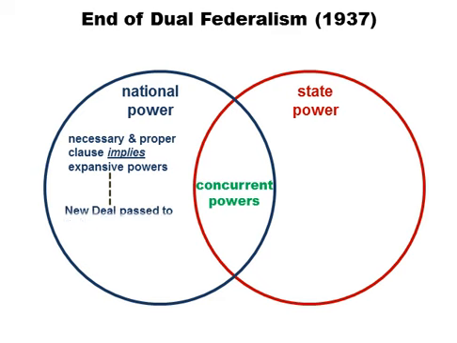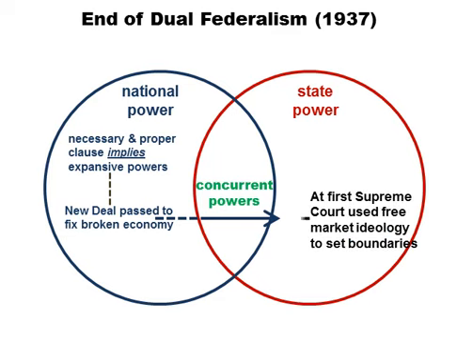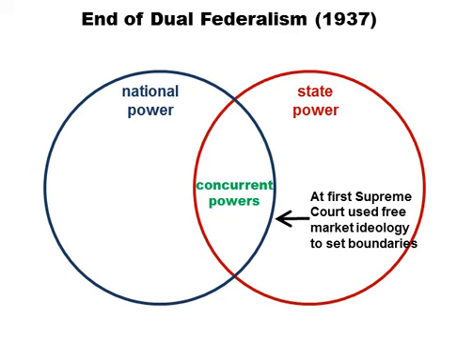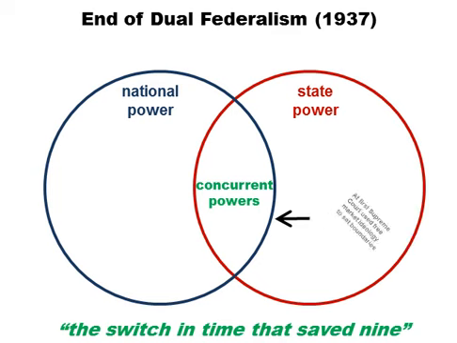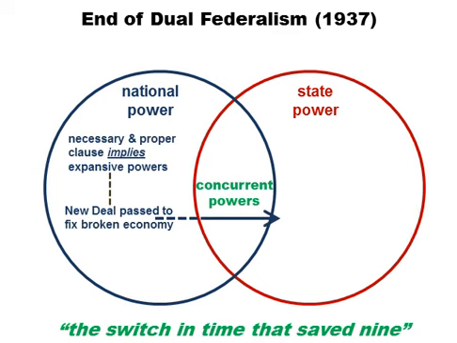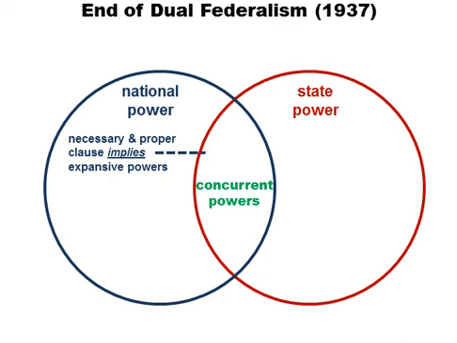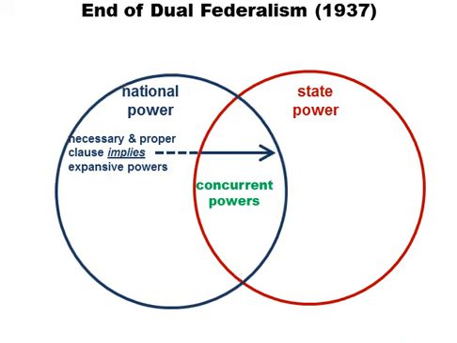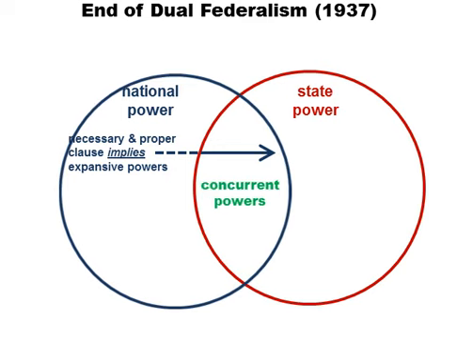President Franklin Roosevelt and Congress passed the New Deal to fix the economy. A divided Supreme Court, guided by free market ideology, declared most of the New Deal unconstitutional. When Roosevelt tried to add more judges to change the court's direction, one justice switched sides to form a new majority that upheld the New Deal. Through this switch in time that saved 9, the court abandoned dual federalism and returned to something like expansive nationalism, but with an important difference.